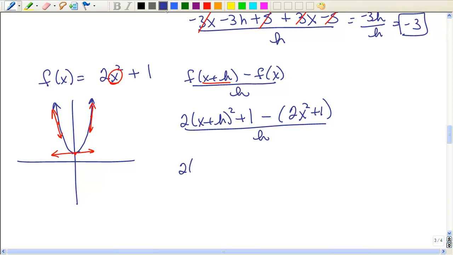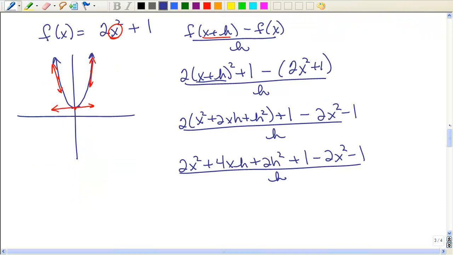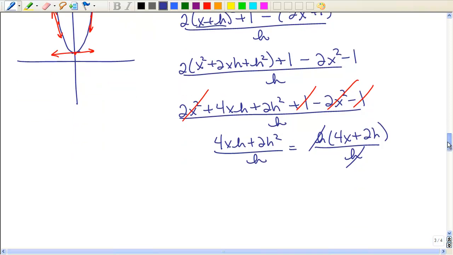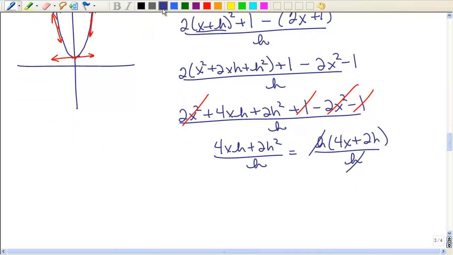All right, so here I'm going to FOIL this out. Going to distribute my minus. Now I'm going to start collecting like terms, and things should start canceling. So I have 4xh plus 2h squared divided by h. You can factor out that common h. Okay, so in a previous section we would have stopped. That was the difference quotient. But now we want to go one step further.